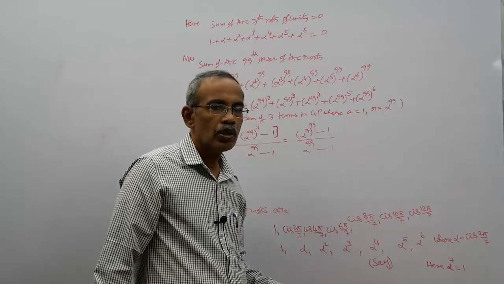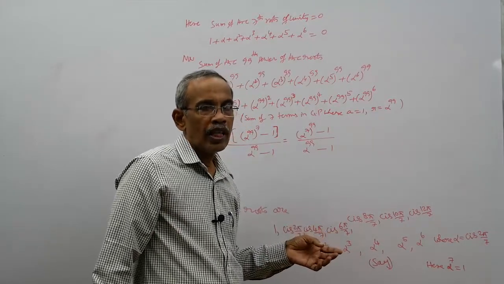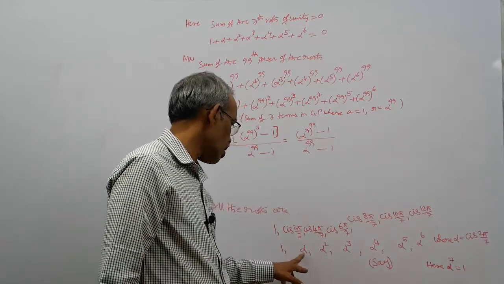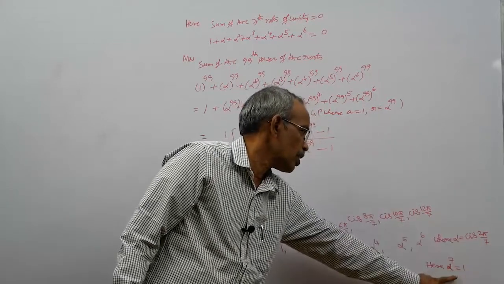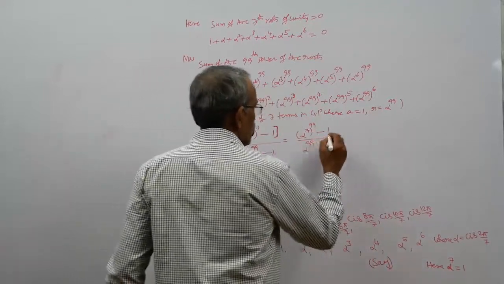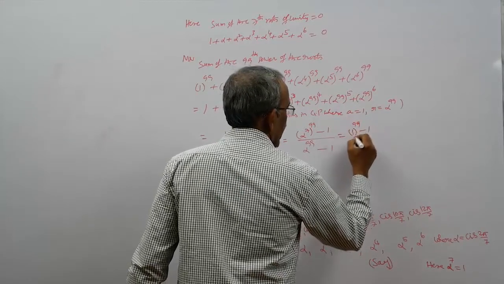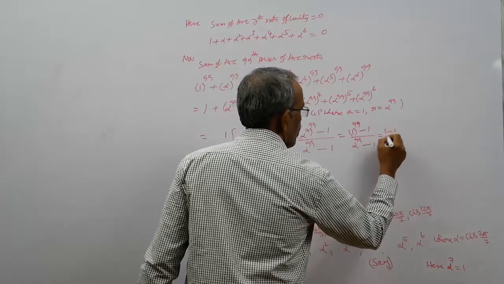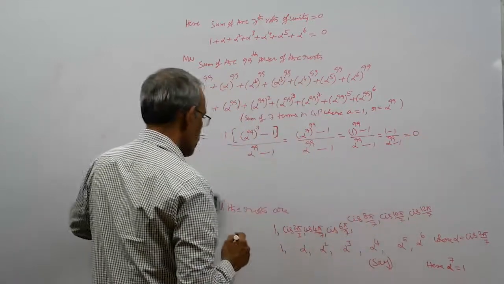ఫోర్త్ రూట్స్ ఆఫ్ యూనిటీలో 1, ఒమేగా, ఒమేగా స్క్వేర్, ఒమేగా క్యూబ్ అవుతున్నాయి. అక్కడ కూడా ఒమేగా టు ది పవర్ ఆఫ్ 4 ఈజ్ ఈక్వల్ టు 1. అట్లానే ఇక్కడ ఒమేగా అంటే ఇక్కడ ఆల్ఫా అనుకున్నాం. 1, ఆల్ఫా, ఆల్ఫా స్క్వేర్, ఆల్ఫా క్యూబ్, ఆల్ఫా పవర్ 4, ఆల్ఫా పవర్ 6, వేర్ ఆల్ఫా ఈజ్ 2π బై n. హియర్ ఆల్ఫా పవర్ 7 ఈజ్ ఈక్వల్ టు 1, అంటే 1 టు ది పవర్ ఆఫ్ 99 మైనస్ 1 బై ఆల్ఫా టు ది పవర్ ఆఫ్ 99 మైనస్ 1, 1 మైనస్ 1 బై ఆల్ఫా టు ది పవర్ ఆఫ్ 99 మైనస్ 1 ఈజ్ ఈక్వల్ టు 0.